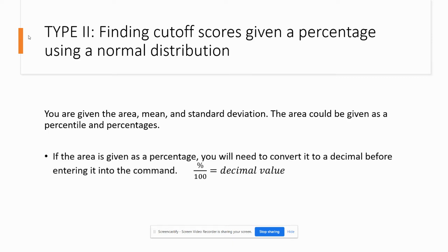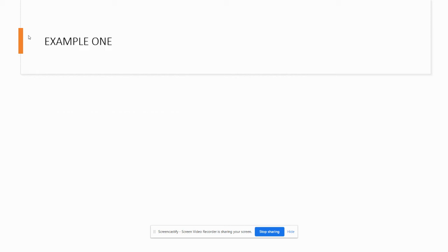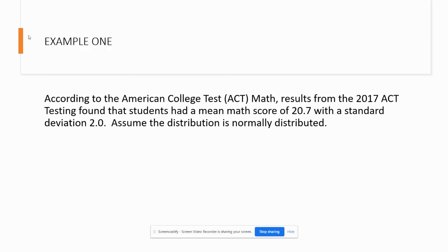If the area is given as a percentage, you're going to have to convert it to a decimal before entering it into the command. So you're going to do percentage divided by 100, and that'll give you the decimal value. So let's do an example.